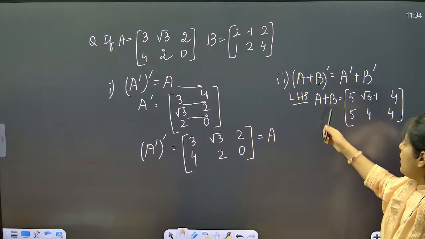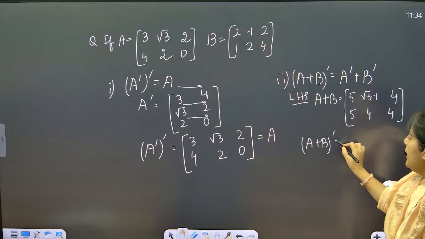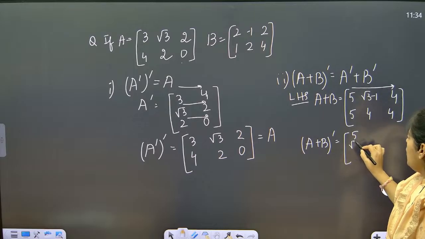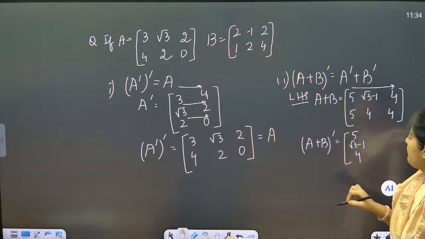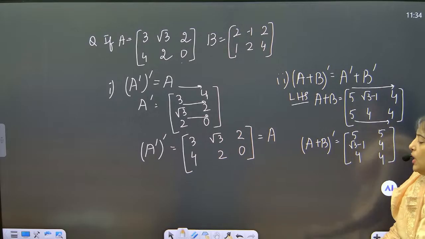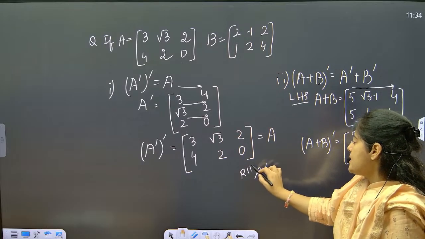Now we have to take its transpose. Okay, we'll do the transpose. First row will become first column. Second row will become second column. Talk about A transpose. Now come to RHS.